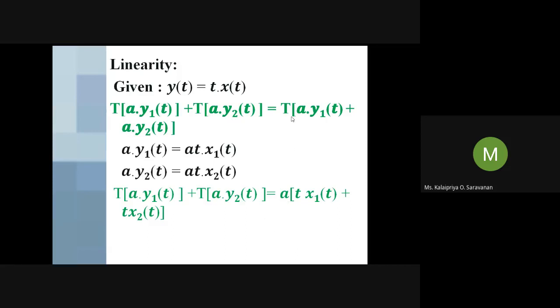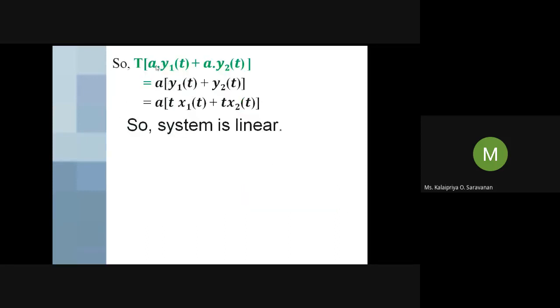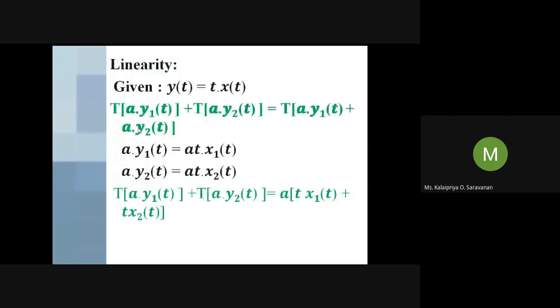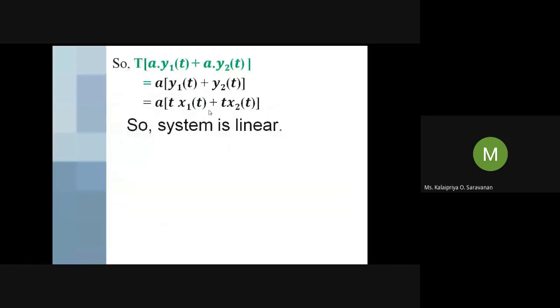Keep it aside. Now we will go ahead with finding out the RHS. Your RHS is the transformation on the entire signal a y1 of t plus a y2 of t. So this you will get as a into y1 of t plus y2 of t. What is y1 of t? t into x1 of t. What is y2 of t? t into x2 of t. So multiplying this with the given value a, you will get this form. If you observe, both your LHS and RHS are the same. Thereby your system is linear.